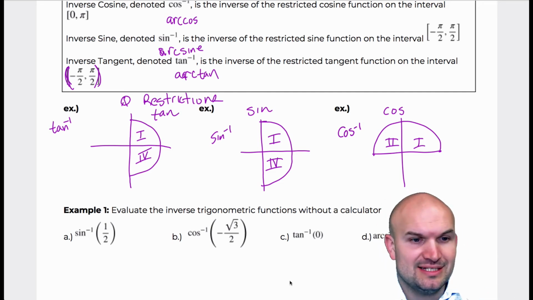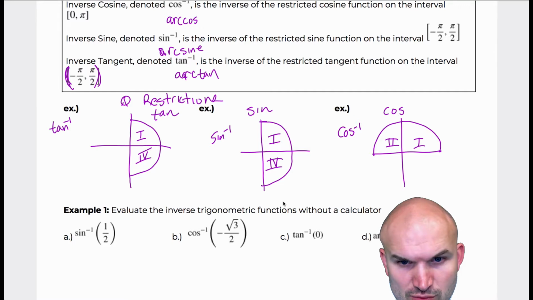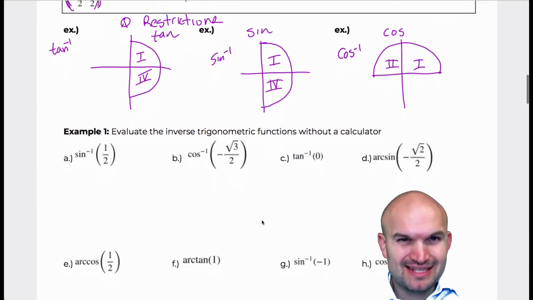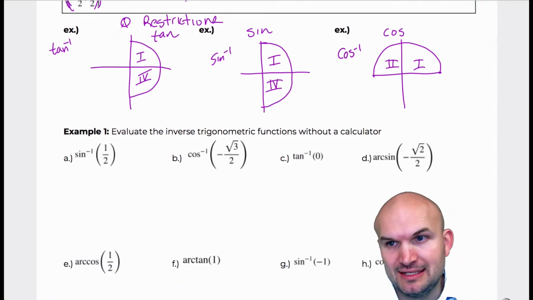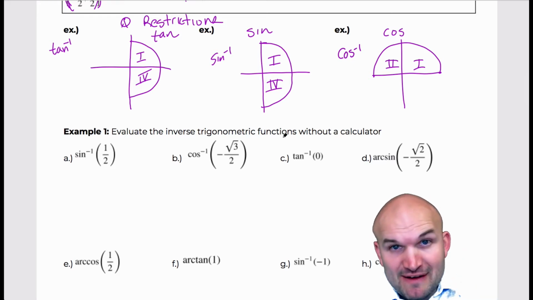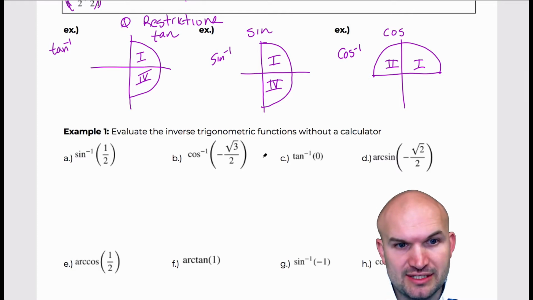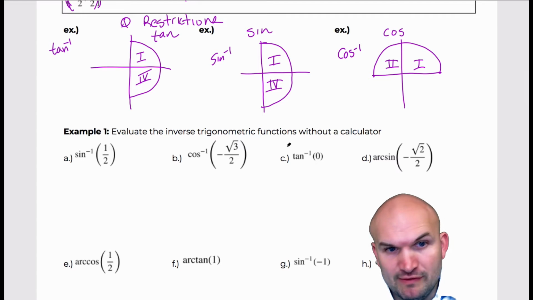Okay, so let's get on to example number 1. It says evaluate the inverse trigonometric functions without a calculator. Now, what does it mean to really evaluate? I think that's one of the critical points that we need to make here. We're trying to find the value of this inverse trigonometric function, but to really understand it, we've got to remember what is the value of a trigonometric function?